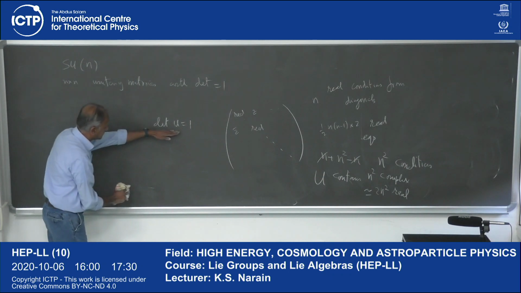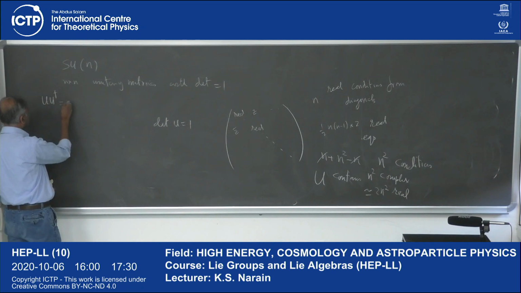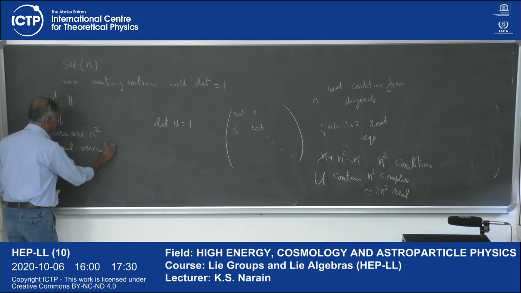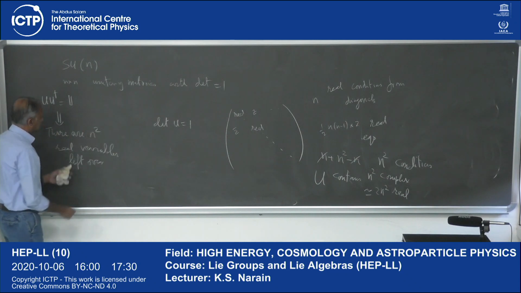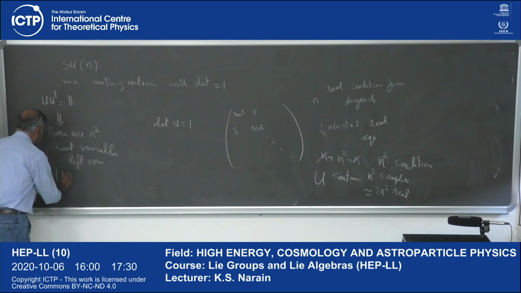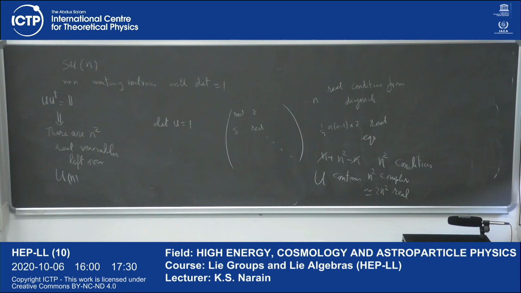So this implies there are n squared real variables left over. If you don't have the determinant condition, then this group would be U(N), which has real dimension n squared. But we also have the determinant condition.